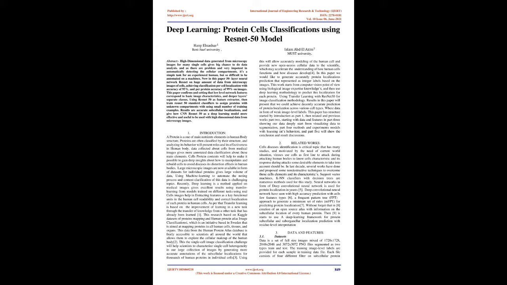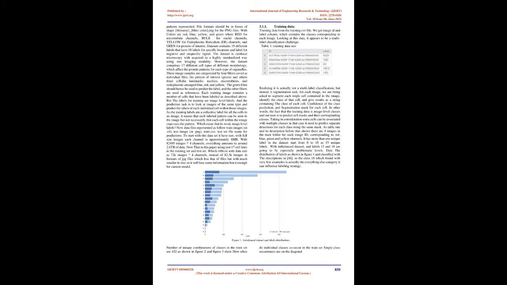A frequent pattern tree, FPT, approach to generate a minimum set of rules, MFPT, for predicting protein localization. Also worth noting is the creation of an open source atlas with information on the subcellular location of every human protein. Then a deep learning framework is used for protein subcellular and suborganellar localization prediction with residue level interpretation. 3. Data and features, 3.1.